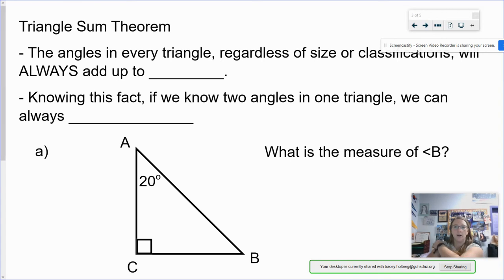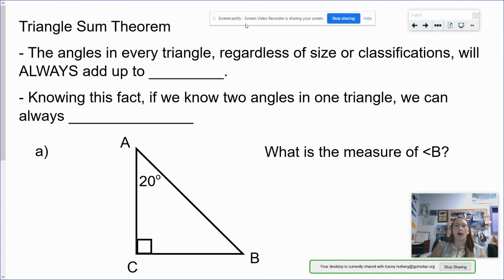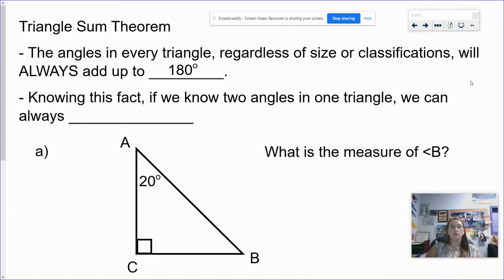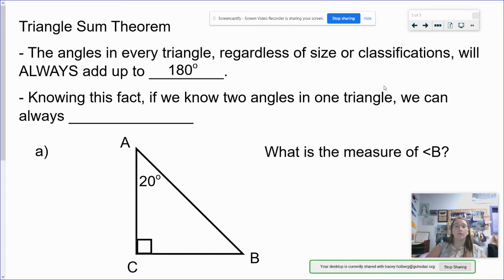Okay, let's add on something else now. Now, the angles in every single triangle, regardless of size or classification, if it's a right, if it's an acute, if it's a scalene, doesn't matter, will always add up to 180 degrees. 180 degrees is very special. And some of you guys might have known this from previous classes, from previous years in your education. All 3 angles add up to 180. Now, knowing this fact, if we know 2 angles in one triangle, we would be able to find the third, because we would just need to figure out how much more do I need to get me to 180.